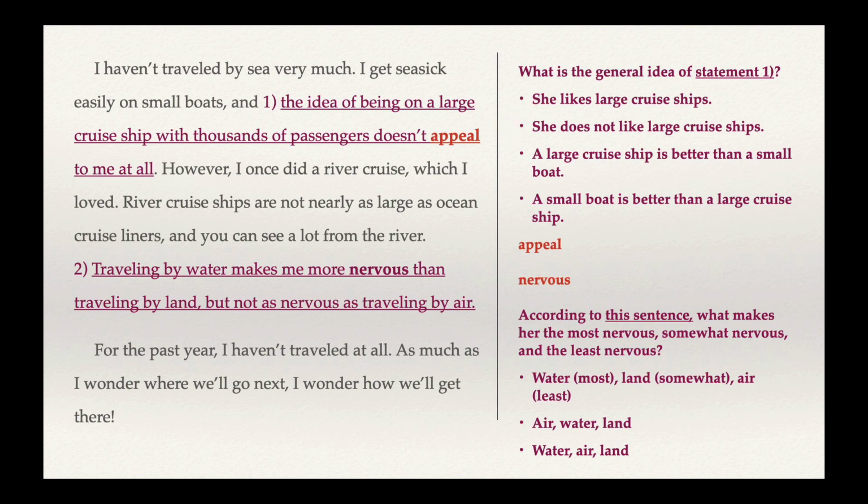Now let's look at the second underlined sentence. Traveling by water makes me more nervous than traveling by land, but not as nervous as traveling by air. So according to this sentence, what makes her the most nervous, somewhat nervous, and the least nervous? Let's try and put these methods of travel in order. First, she mentions traveling by water, then traveling by land, and then traveling by air. So does water make her the most nervous, then land, and then air? Or is it air that makes her the most nervous, then water, then land? Or water, then air, then land? Put these in order in your head.